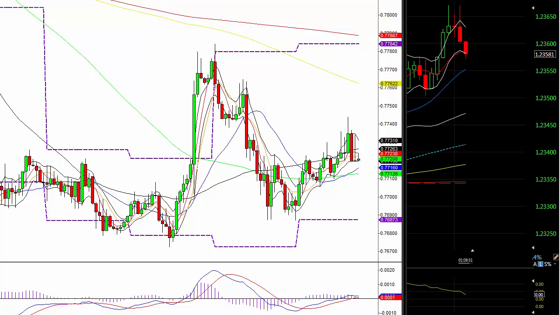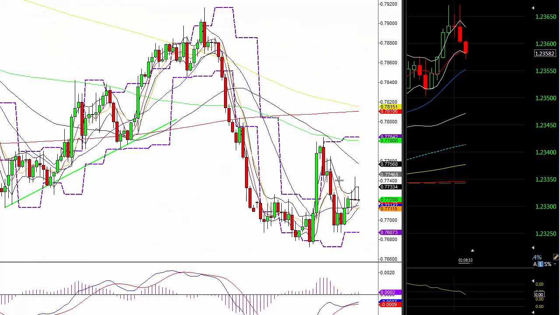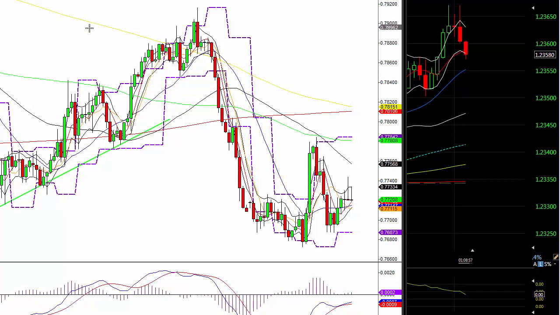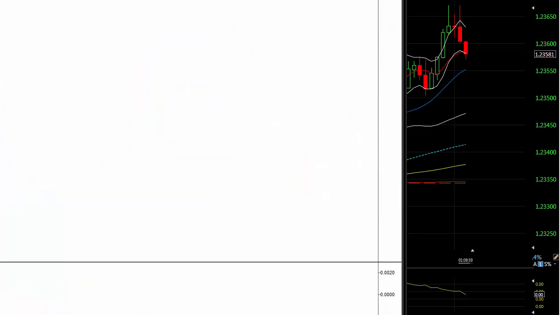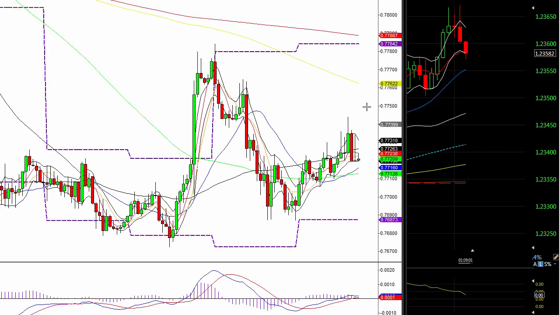So just got to sit on it going into, there's the 4-hour chart here, going into Monday, I suspect, as well. I don't suppose it's going to do anything now either. So yeah, anyway, that's about it really.